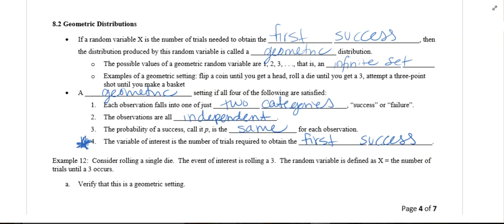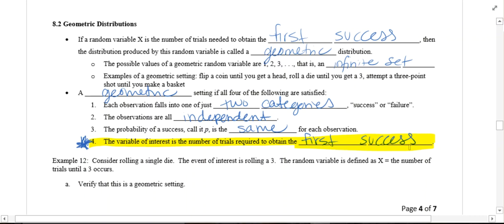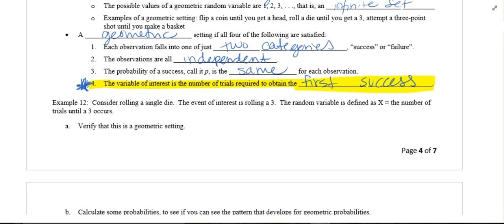Okay, so if you've got a highlighter, this is the one that's different. Okay, you're going until you have a success. Okay, consider rolling a single die. The event of interest is rolling a 3. The random variable is defined as x is the number of trials occurred until a 3 occurs.